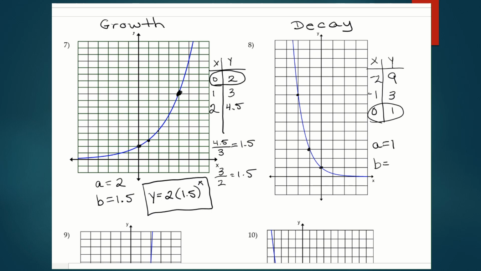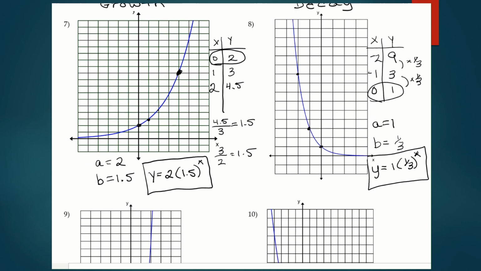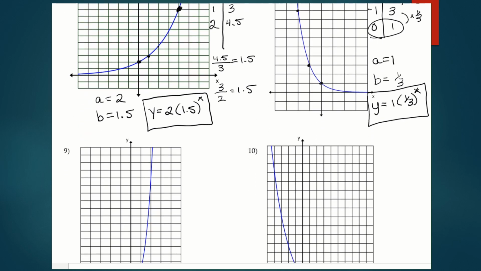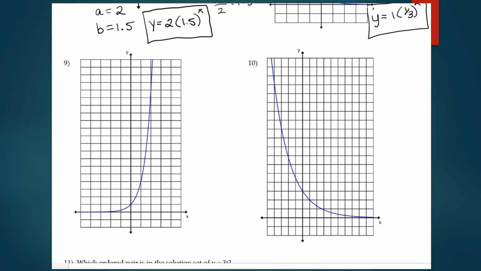Our B value, how did I get from 9 down to 3? What did I multiply 9 by? Well, 9 divided by 3 is 3, but instead of saying divided by 3, I'm going to say multiply by 1/3, and same goes from 3 down to 1. All right, so my final equation here, plugging in A and B, gives me y equals 1 times 1/3 raised to the power of x. All right, which makes sense. 1/3 falls between 0 and 1 as far as your B value goes, and we know that that means this is an exponential decay.